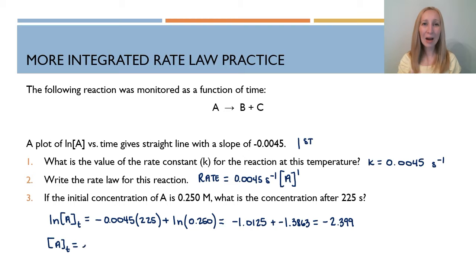And if I take e to the power of this, that gets rid of the natural log, and it gives me just my concentration. Then e to the negative 2.399 is equal to 0.0908. We'll stop there. 0.0908, three significant digits, molar solution of this A after a certain amount of time.